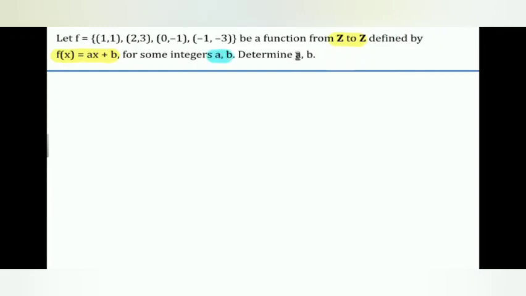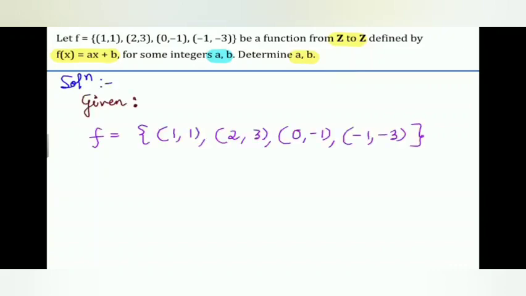Okay, now the function f is equal to {(1,1),(2,3),(0,-1),(-1,-3)}. Let f be a function from Z to Z defined by f of x is equal to ax plus b for some integers a and b. Determine a and b. So you have to find just a and b. The function is given and the output of the function is also given, that means you have to just find a and b.